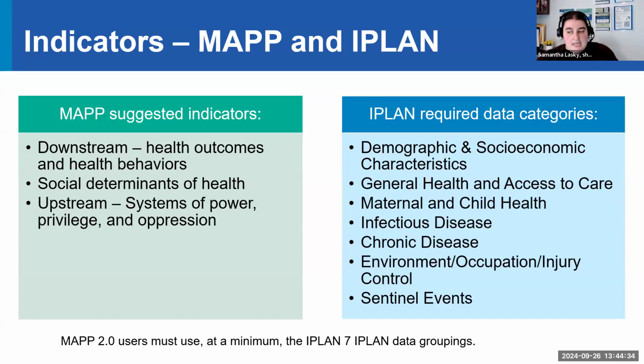At the same time, as noted previously, all health departments must use the minimum data groupings listed on the screen on the right as a part of their IPLAN process. MAP encourages the use of additional indicators to understand the social and structural determinants of health, including those upstream indicators to help define systems of power, privilege, and oppression.